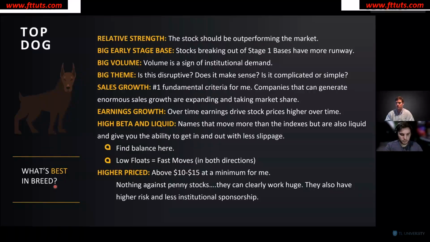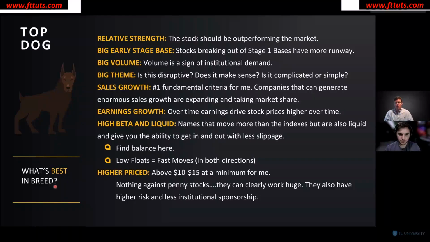So any questions on this criteria? Because of all this, I think finding the top dogs is the most important, and this is really where I'm trying to focus my money. There were questions, a little bit of confusion, I think, about the high beta and liquid. Can you talk a little bit more about why you focus so much on those type of names?